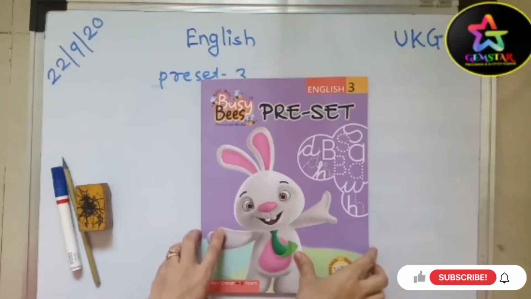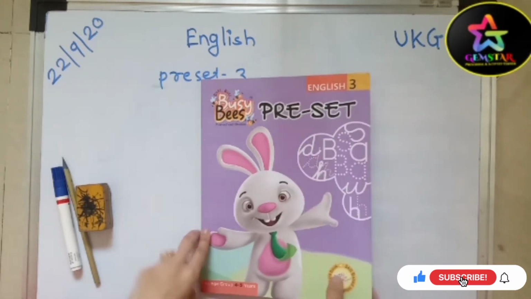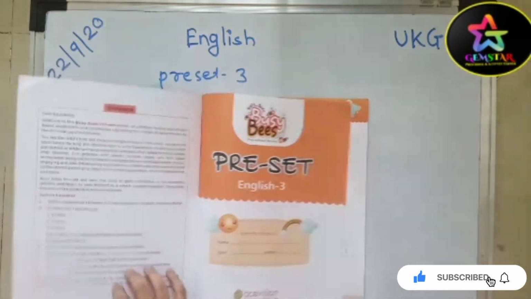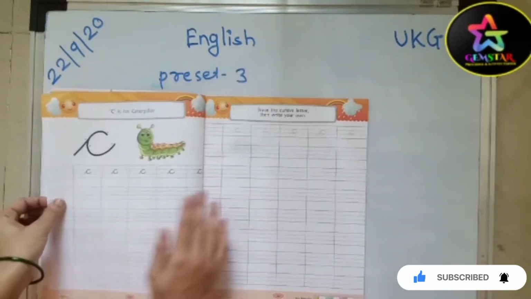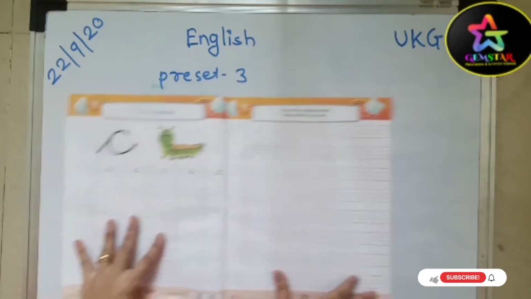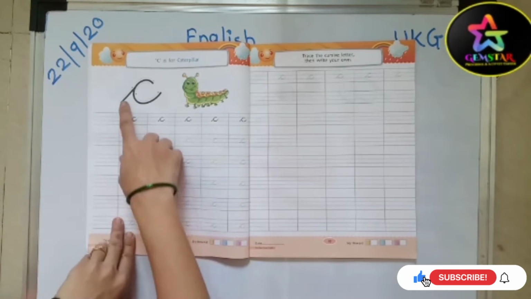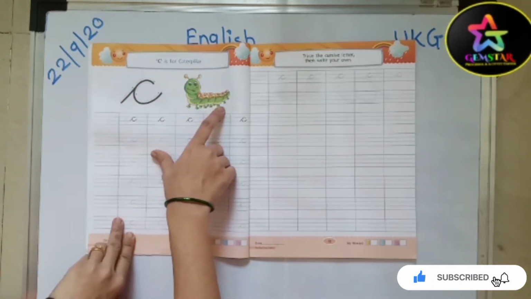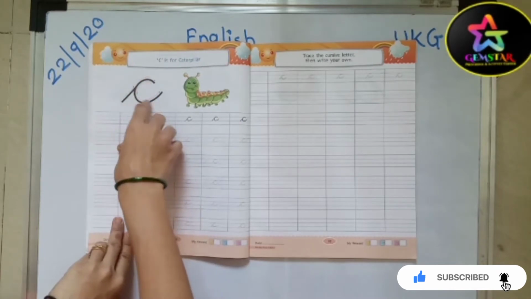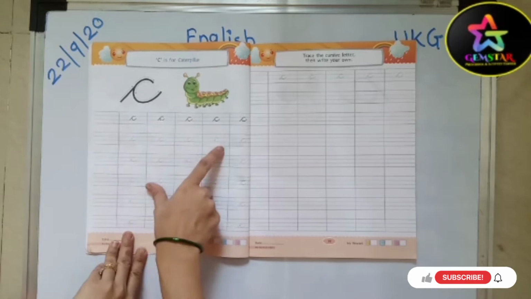Students, let's start with English precept 3. So, go to page number 6. And you need to draw the scene. C for caterpillar. So first of all, you need to trace this C.